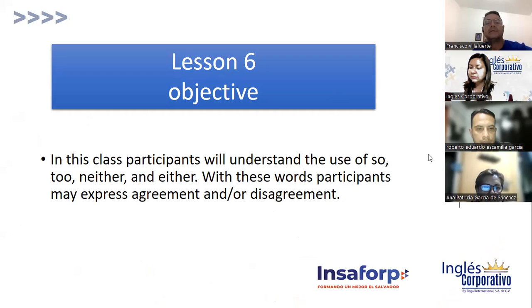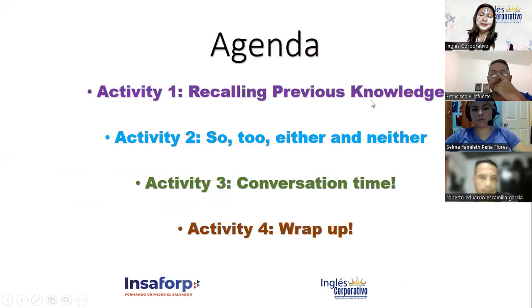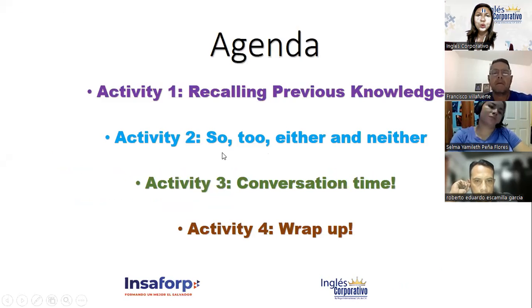Okay, the lesson 6 objective. In this class, participants will understand the use of so, too, neither, and either. With these words, participants may express agreement and or disagreement. Disagreement, exactly. Thank you so much. So these are the activities: recalling previous knowledge, then activity 2, so, too, either, and neither, and conversation time, and wrap up.